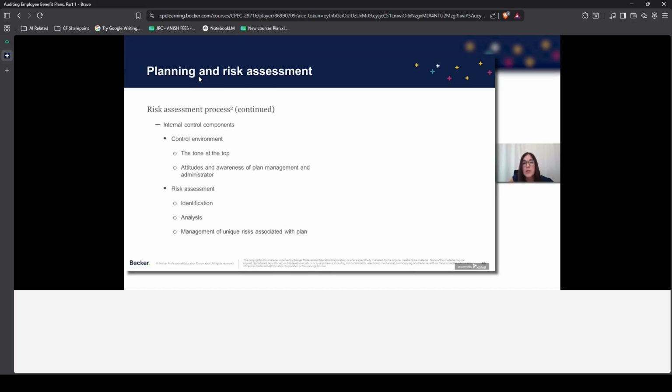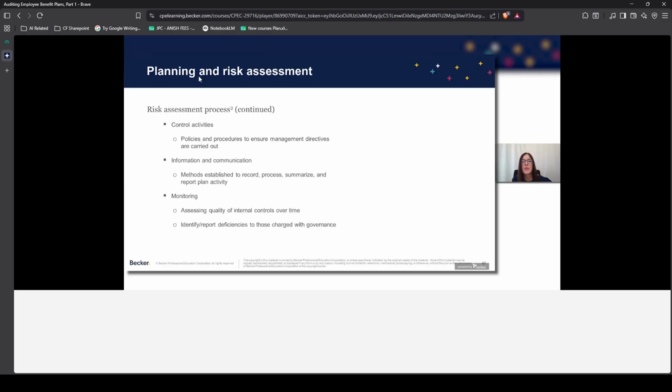The components of internal control that you're focusing on include the same 5 components that you'll probably remember all the way back from your auditing 101 days. You have your control environment, such as what's the overall tone at the top there at the plan sponsor. What is the process the plan sponsor goes through to identify risk and analyze those risks? The control activities themselves, that's the ones that we're probably most familiar with.